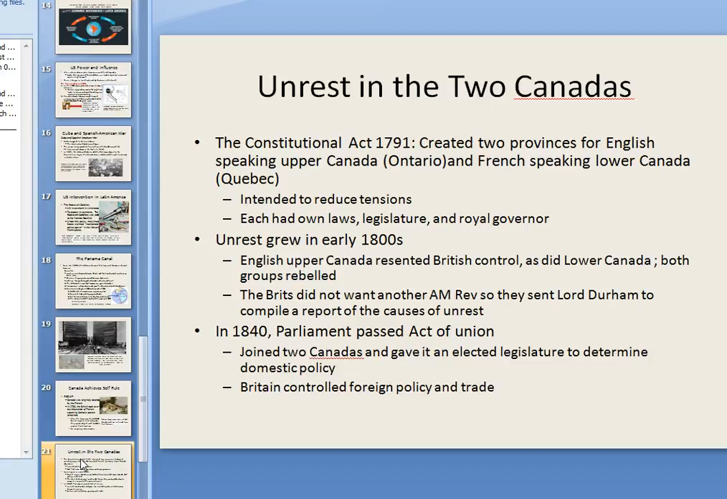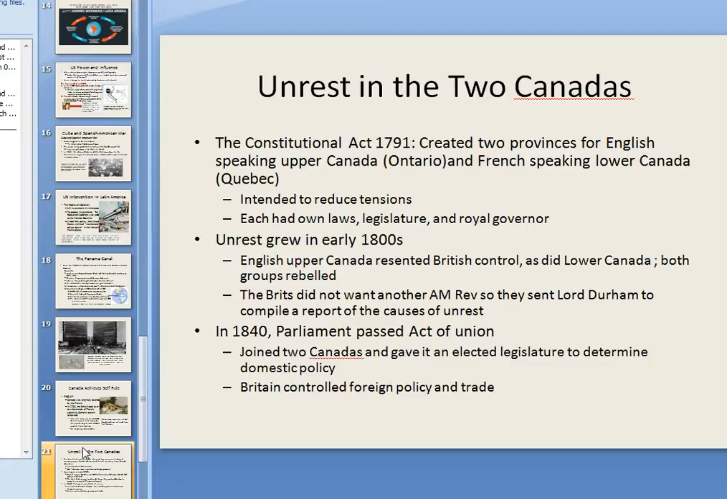So the Constitutional Act of 1791 created two provinces, English-speaking Upper Canada, which was Ontario, and the French-speaking Lower Canada, Quebec. And the intent was to reduce tension. Each Canada had its own laws, legislature, and royal governor, but unrest continued to grow. They actually had a common issue.